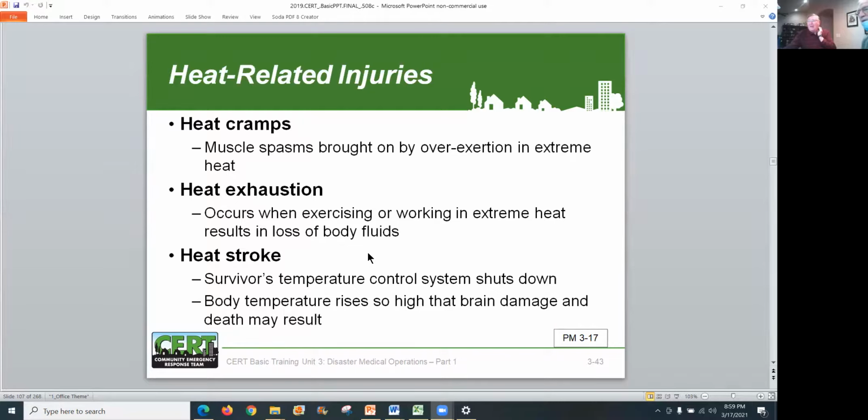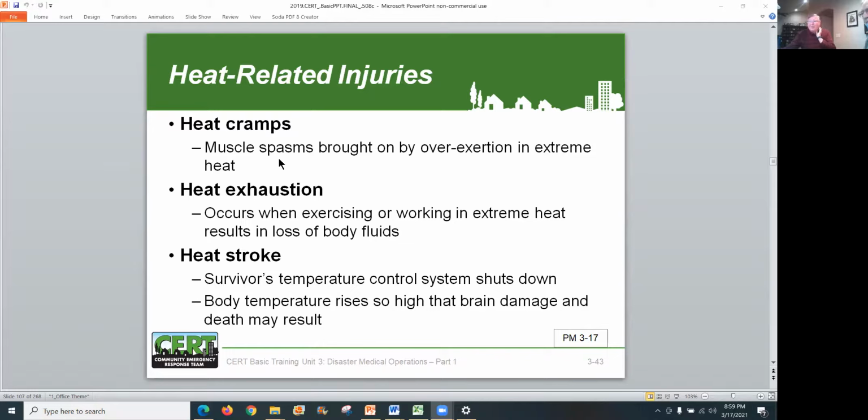Okay. How many of you ever had a heat cramp? Did you see much of that? Did you see very many heat cramps when you were professional? No, not enough to know. We've all experienced it probably. Okay.